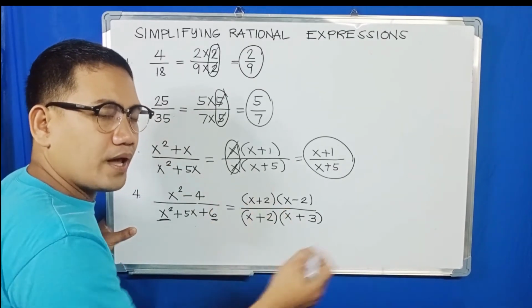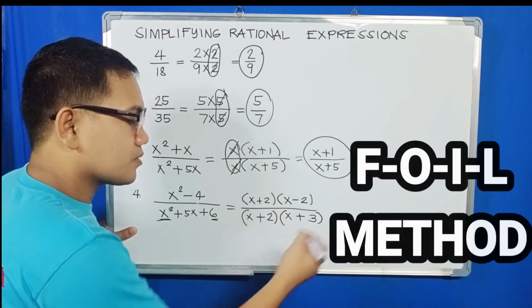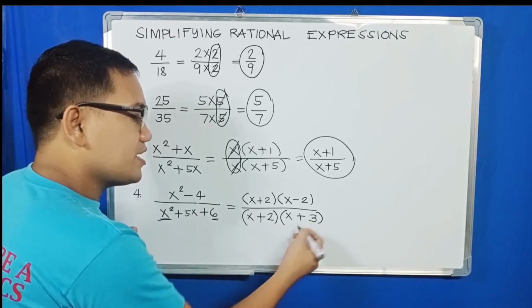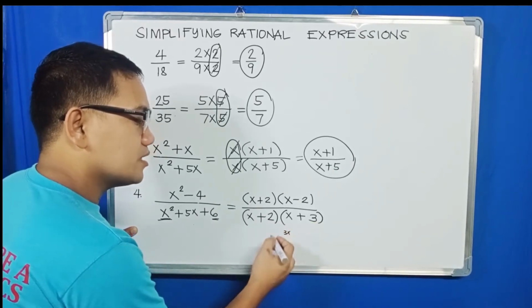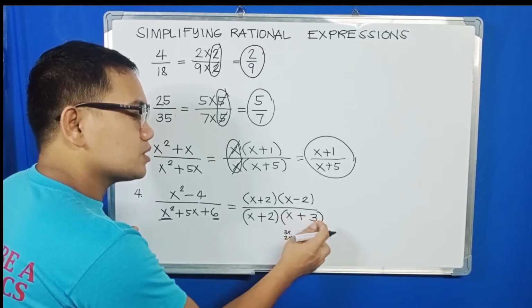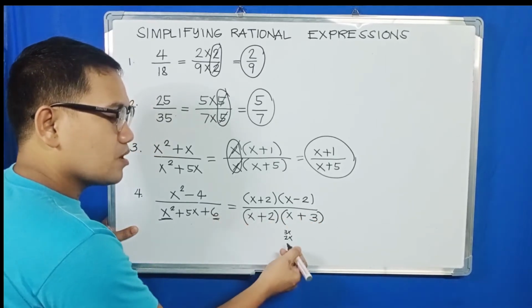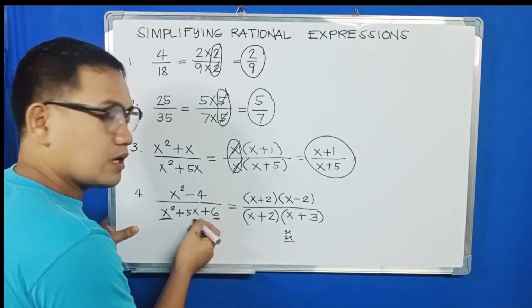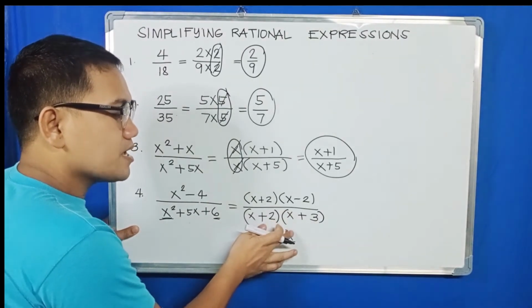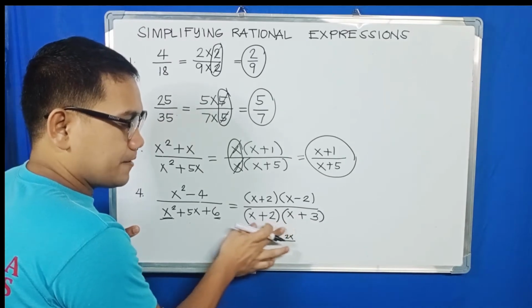This means if we apply FOIL method, x times x, that would be x squared, x times 3, that would be 3x, 2 times x, that would be 2x, and last terms 2 times 3, that is positive 6. Combining 3x and 2x, that would be our middle term, which is 5x. So this could be considered as factors of our trinomial.